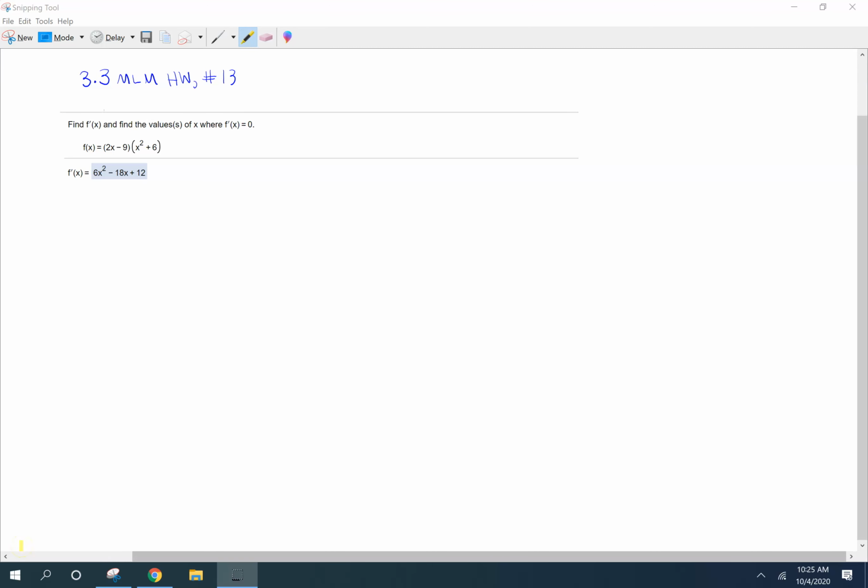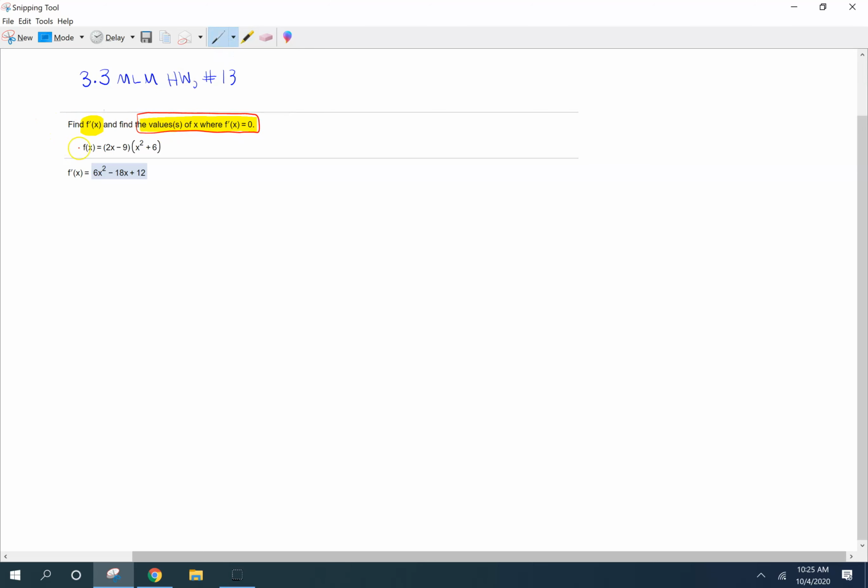This is question number 13 from the 3.3 MyLab Math homework. So we're given a function and we're being asked to find the derivative of the function, f prime of x. And then we're being asked to find the values of x where the derivative is equal to 0. And that's what we're going to focus on today in this video.